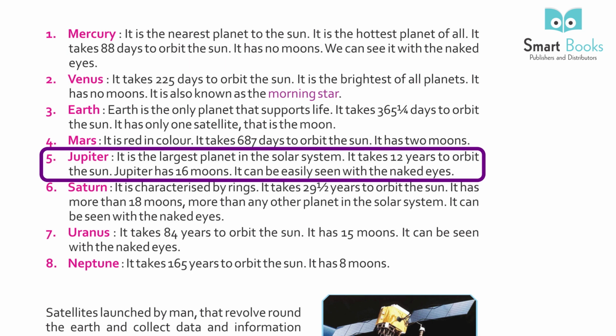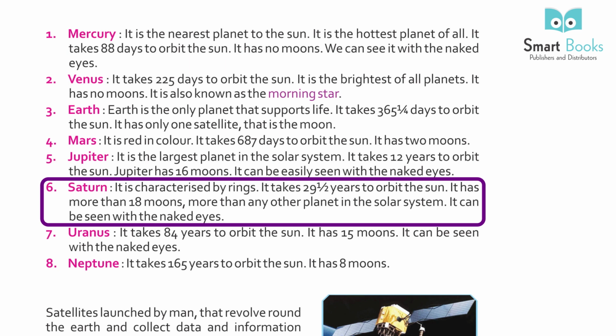5. Jupiter. It is the largest planet in the solar system. It takes 12 years to orbit the sun. Jupiter has 16 moons. It can be easily seen with the naked eye. 6. Saturn. It is characterized by rings. It takes 29.5 years to orbit the sun. It has more than 18 moons, more than any other planet in the solar system. It can be seen with the naked eye.